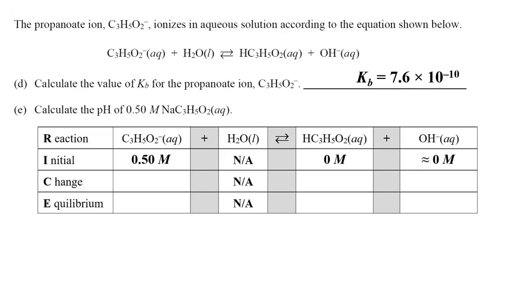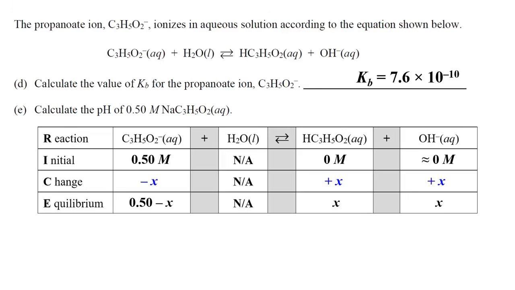I'm going to do this in terms of x. And since all of these coefficients are 1, it's going to be minus x for the decrease in the concentration of the propanoate ion. And then for the products that are being formed, it would be plus x and plus x. Now I can just carry these x values down into the final row of this RICE table. And so it looks like this from left to right: 0.5 minus x, and x, and x.